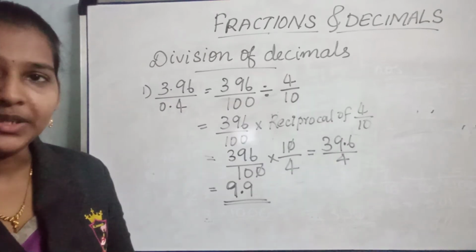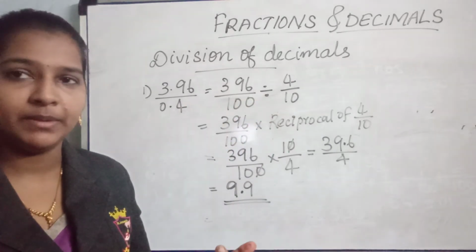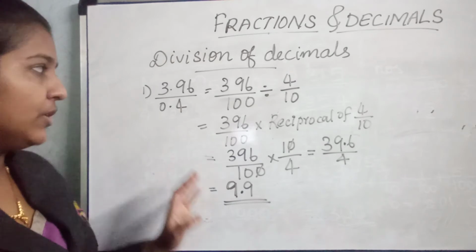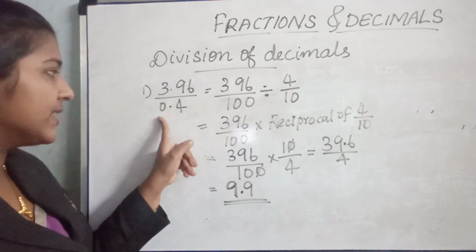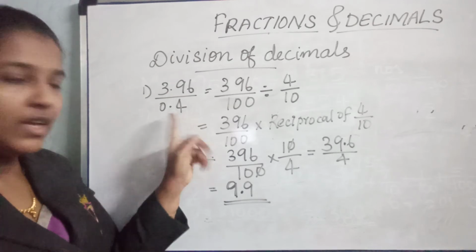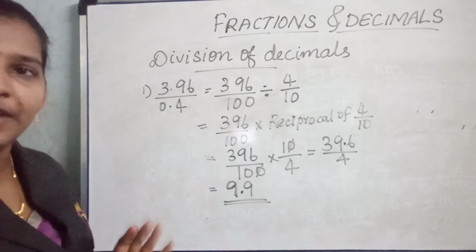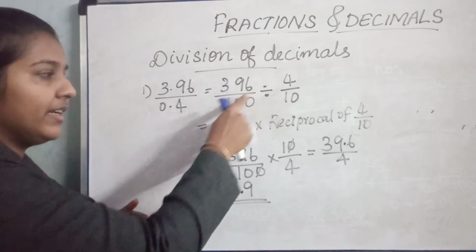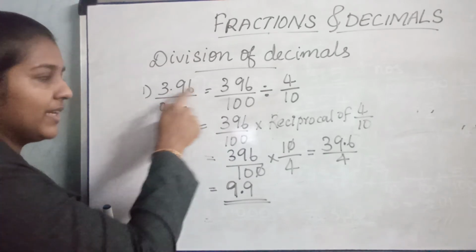Children, now we are discussing the division of a decimal number by a decimal number. Here is one example question, 3.96 divided by 0.4. First you have to convert or write this as a fraction. So 3.96 we can write as 396 by 100. Why? Because after the point there are two places.